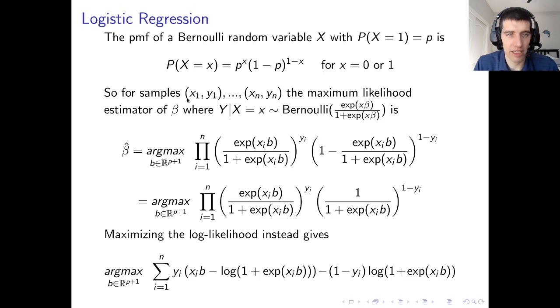And so if we have an IID sample, where y given x is Bernoulli distributed, where the mean parameter is the sigmoid function applied to a linear function, then the maximum likelihood estimation problem for the beta parameters is as follows, right? This is p to the Bernoulli random variable times 1 minus p to the 1 minus the Bernoulli random variable, and that matches the shape of our mass function here.